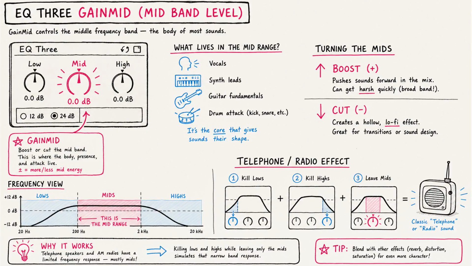The mid band becomes particularly useful for creating telephone or radio effects when combined with the other bands. By killing the lows and highs while leaving only the mids, you can simulate the frequency response of a telephone speaker or AM radio, a classic production technique that remains effective across genres.